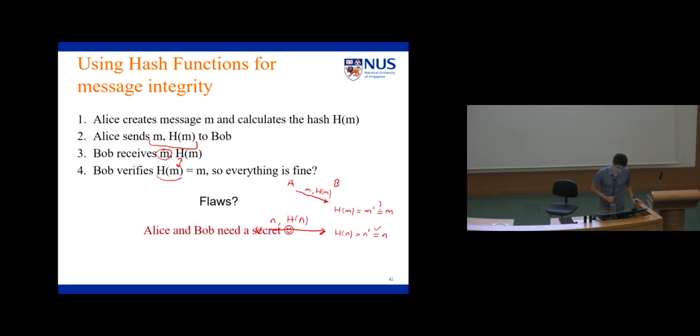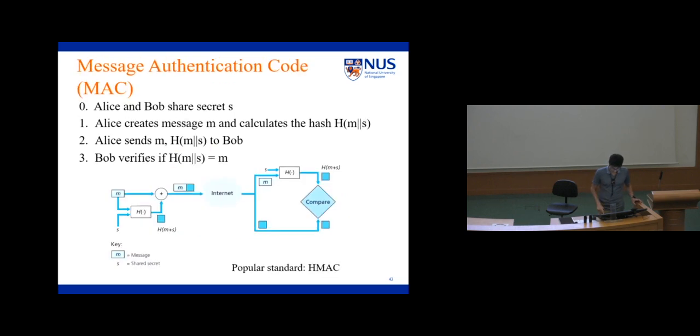And to make that work, they still need a secret. Alice and Bob must have a secret that only they know to make sure that the message in fact originated from Alice. And in practice, we solved that problem by introducing a secret very intuitively. This is known as message authentication codes. This is also a very well-known standard in network security.